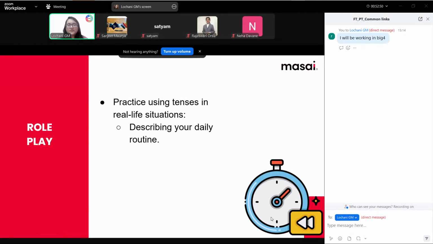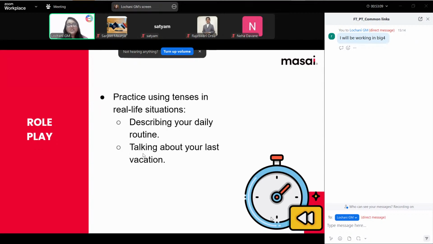Who wants to go next to speak about your daily routine? Anyone? Or do you want to see what the next question is? Okay, let's see the next question. You have to talk about your last vacation. Now, vacation need not mean that you should have traveled somewhere. It can even be what you did on your last weekend just to chill and relax. So who wants to talk about your last vacation or your last holiday? It can even be yesterday because yesterday was also a holiday, no?